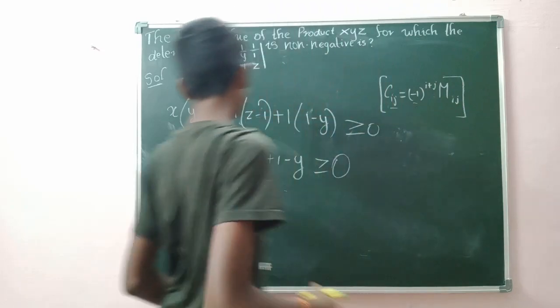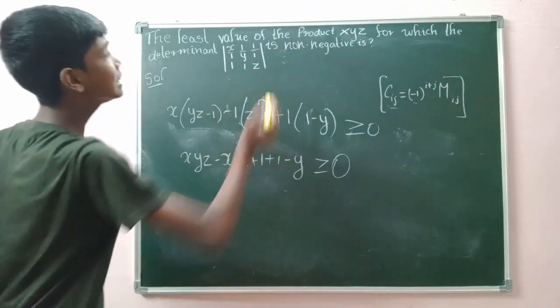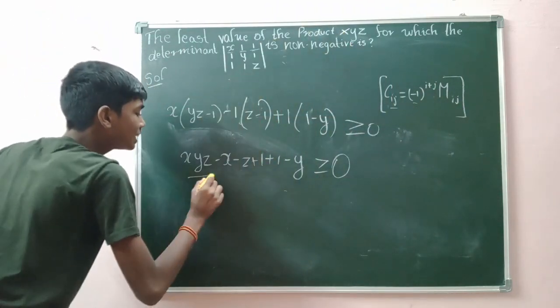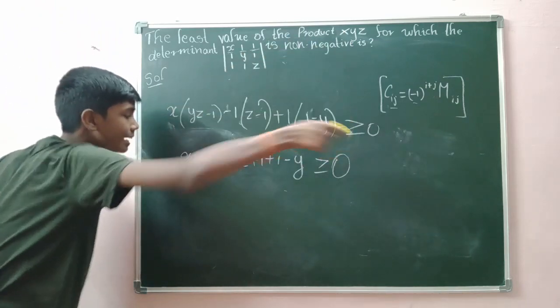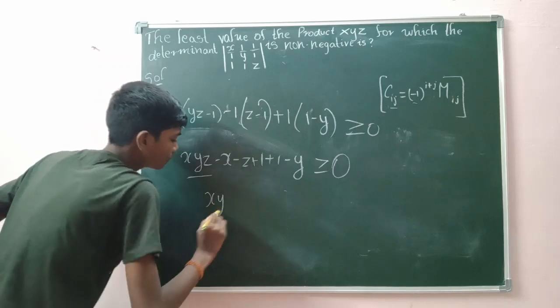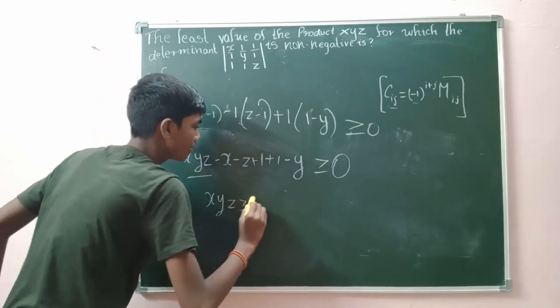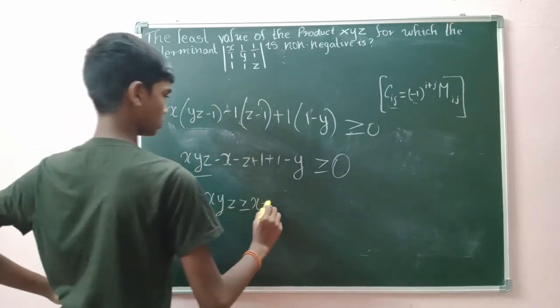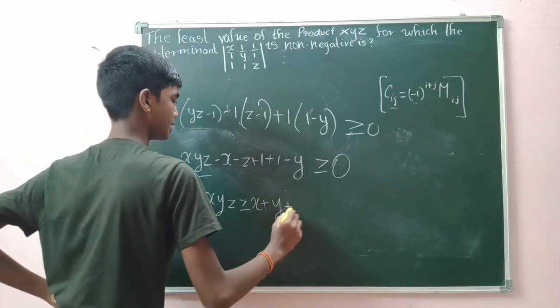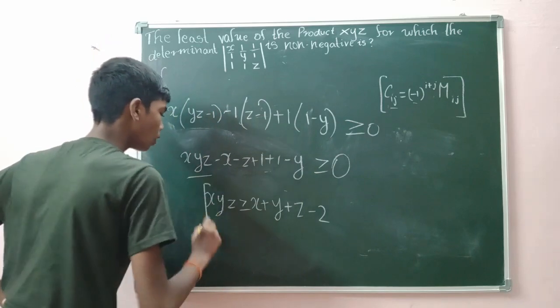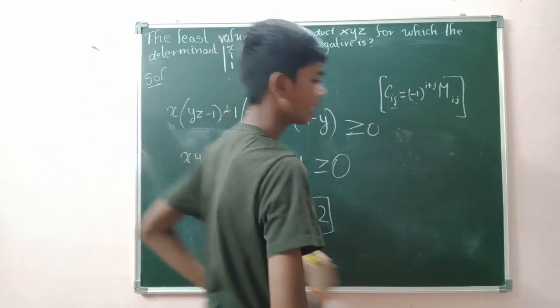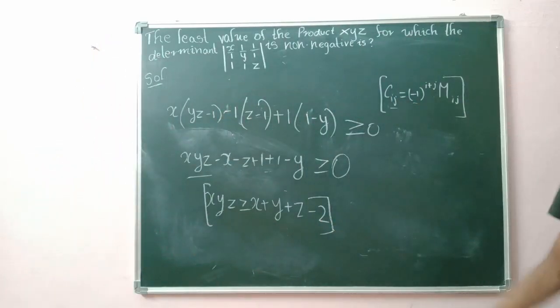Okay. So now what is being asked in the question? You're asking for the least value of xyz. That is what you're having. So take all the elements to the right side except this xyz. So xyz will be greater than or equal to x plus y plus z. So 1 plus 1 is 2. When you take that across, it will be minus 2. This is what we will arrive at finally. Correct or not?